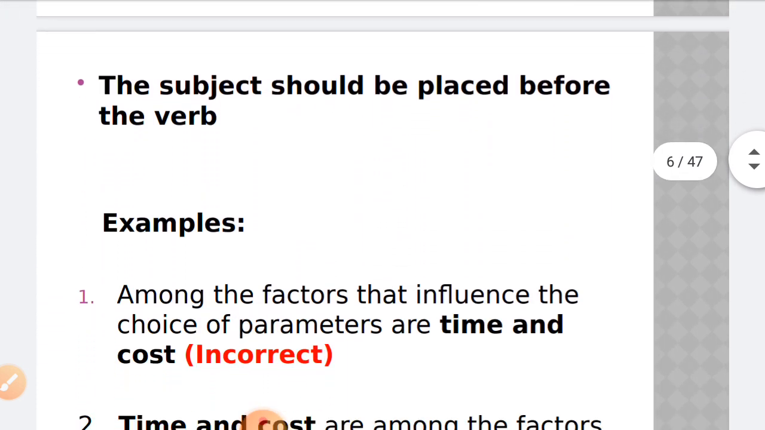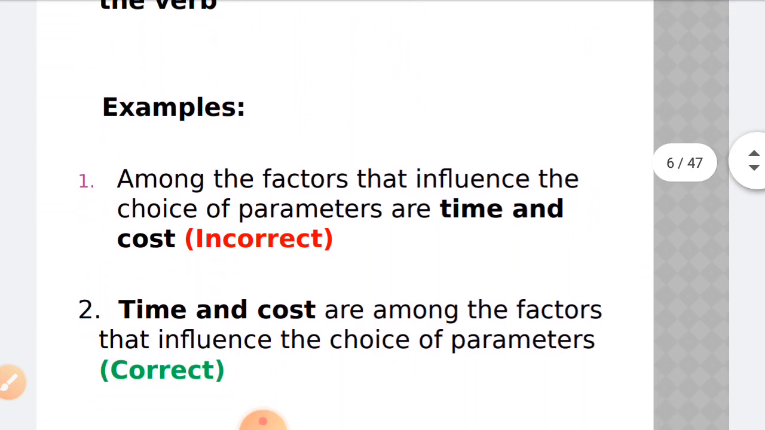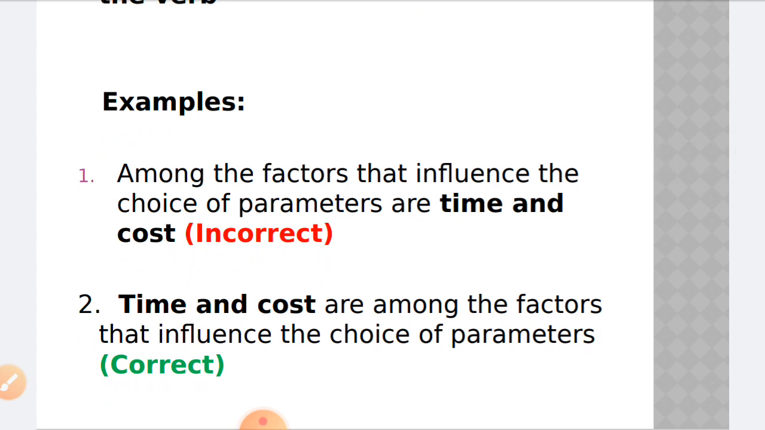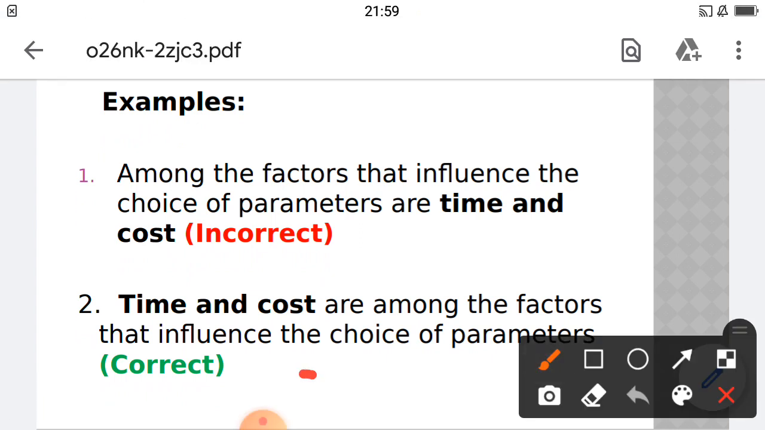The subject should be placed before the verb. It's very important that the subject in a sentence is placed before the verb. Let us consider these two sentences. Sentence number 1: Among the factors that influence the choice of parameters are time and cost. Sentence 2: Time and cost are among the factors that influence the choice of parameters. Sentence number 2 is correct, whereas sentence 1 should be avoided.